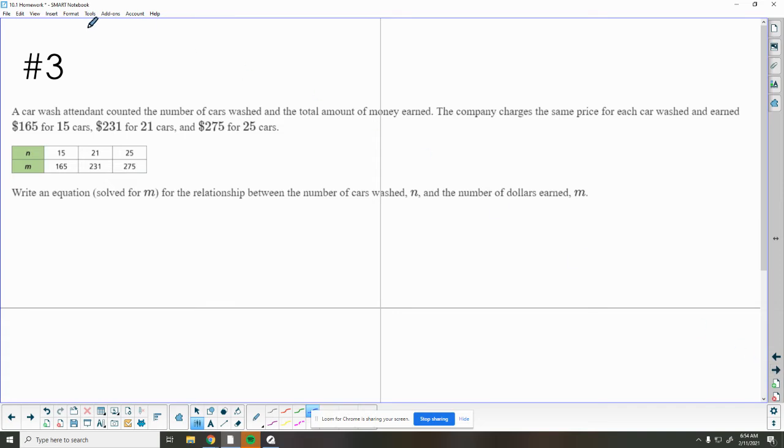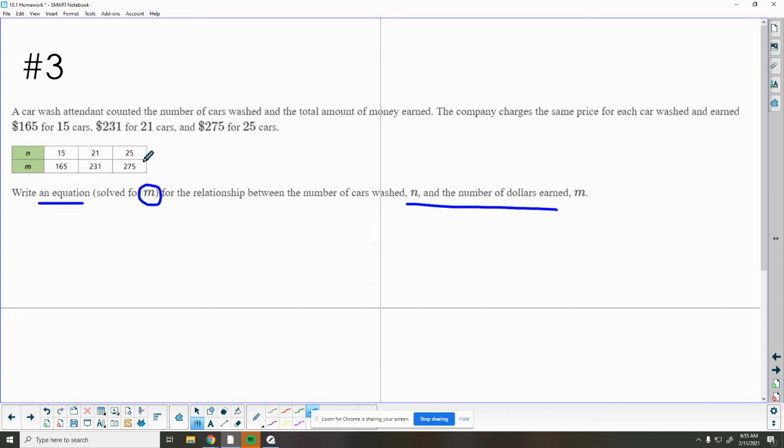Number 3, a car wash attendant counted the number of cars washed and the total amount of money earned. The company charges the same price for each car washed and earns $165 for 15 cars, $231 for 21 cars, and $275 for 25. So we can see this is all laid out in this chart here. And we want to find an equation for the money they earn and compare that to the cars washed. So we want M to be the answer. So N is our independent variable.